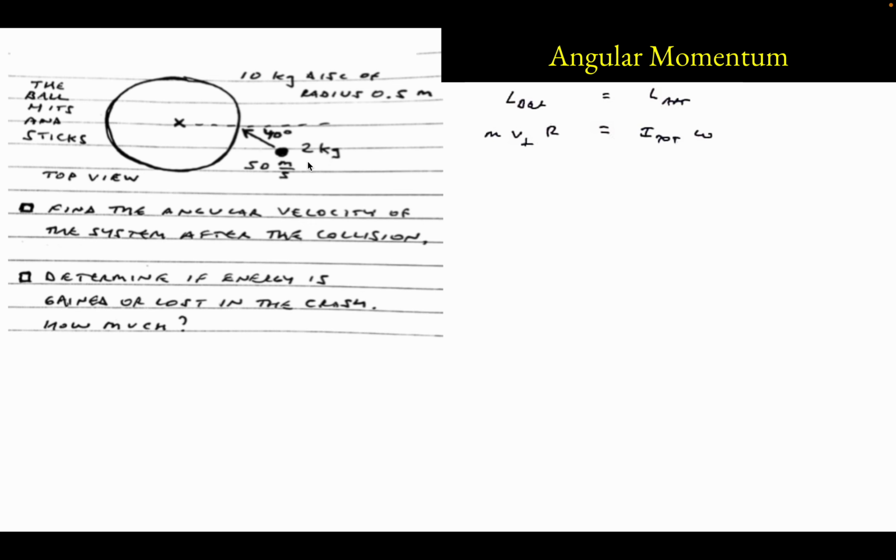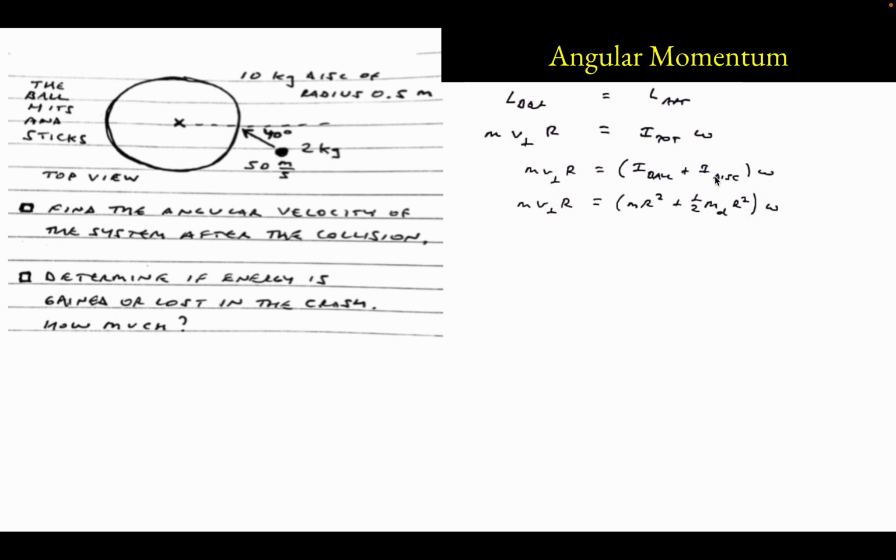The ball carries angular momentum on the way in. A way to write angular momentum of an object that's just traveling in a straight line is mv perp r, or m v r perp, and then afterwards the ball and the disk are going to rotate. So I'm going to use this expression, I total omega, for the angular momentum after.